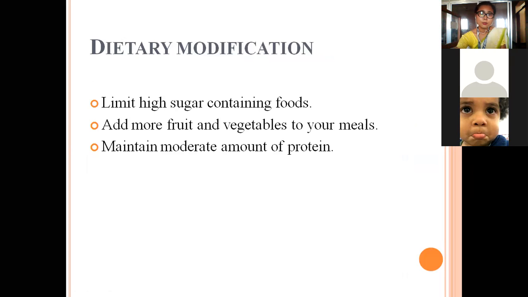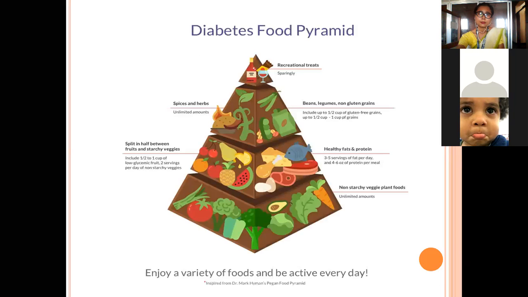So these are the dietary modifications. Limit high sugar containing foods and add more fruit and vegetables to your meals. This more fruits means only for those who don't have diabetes. After having diabetes, the patient has to avoid certain fruits which have a high glycemic index, and maintain a moderate amount of protein.